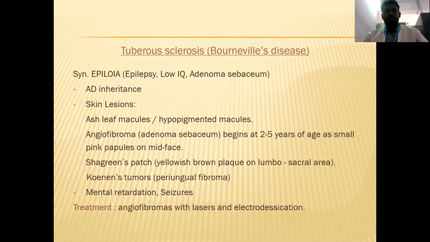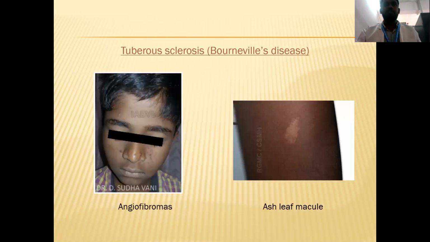Koenen tumors are periungual fibromas. It can be associated with seizures and mental retardation as well. Treatment for angiofibromas is with lasers, electrodesiccation, and sometimes, recently, we have been using topical sirolimus for the treatment of angiofibromas.